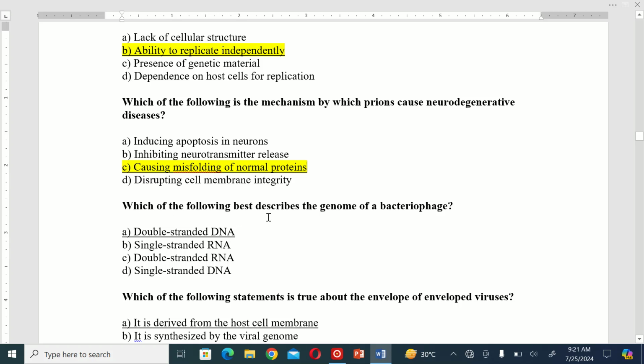Which of the following best describes the genome of a bacteriophage? A. Double-stranded RNA. B. Single-stranded RNA. C. Double-stranded DNA. And D. Single-stranded DNA. So the correct option is double-stranded DNA.